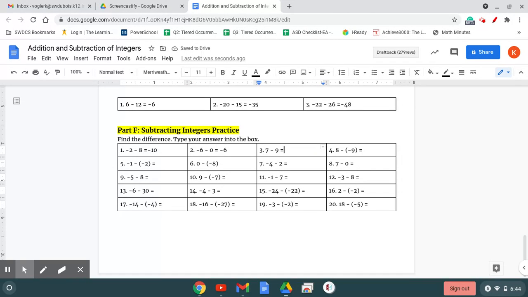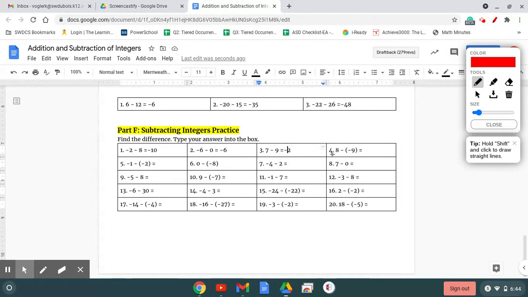All right, number 3, 7 minus 9. Different signs. We're going to subtract and keep the sign of the bigger number. So 9 minus 7 is 2. 9 is bigger, so your answer is negative 2.